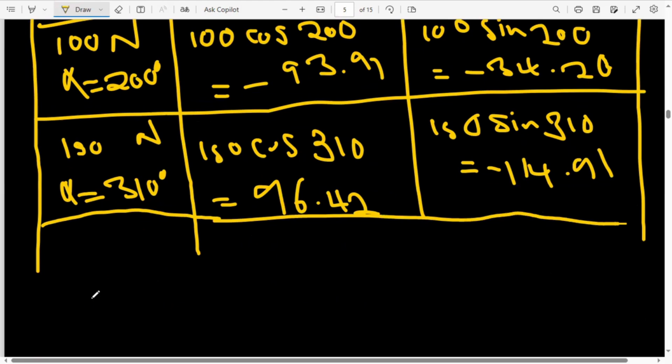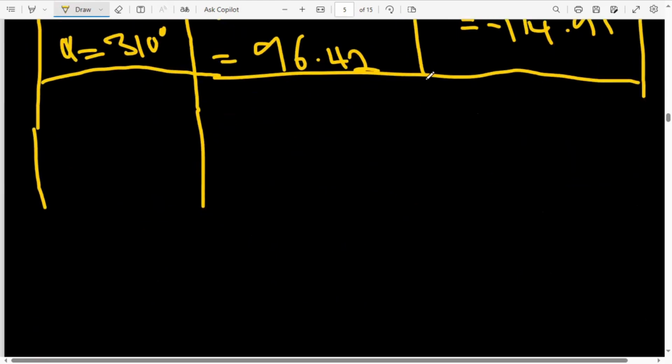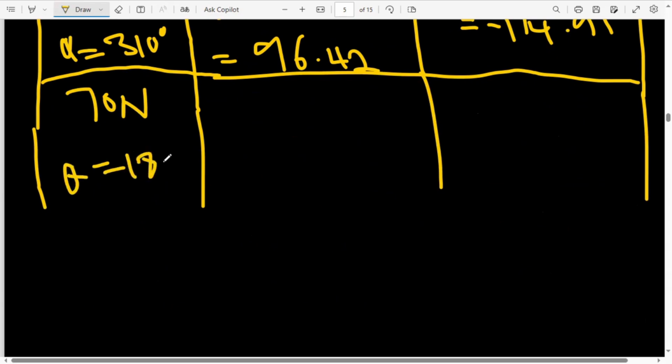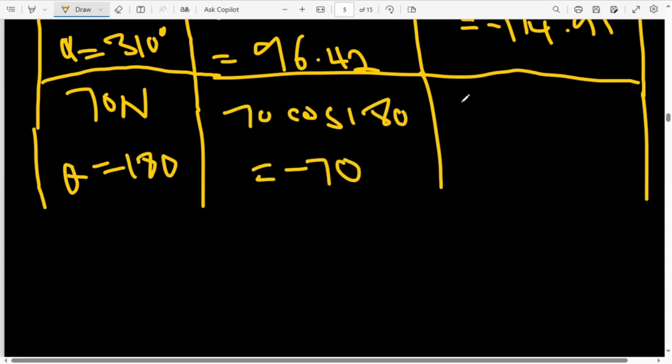Our third vector was what? Let's find it. Our third vector was 70 newtons, and then we had an angle of 180. So this is 70 cos 180, which will just be minus 70, right? And this was going to be 0, but we can show it: 70 sine 180. Sine 180 is 0, so we are going to get 0 here.